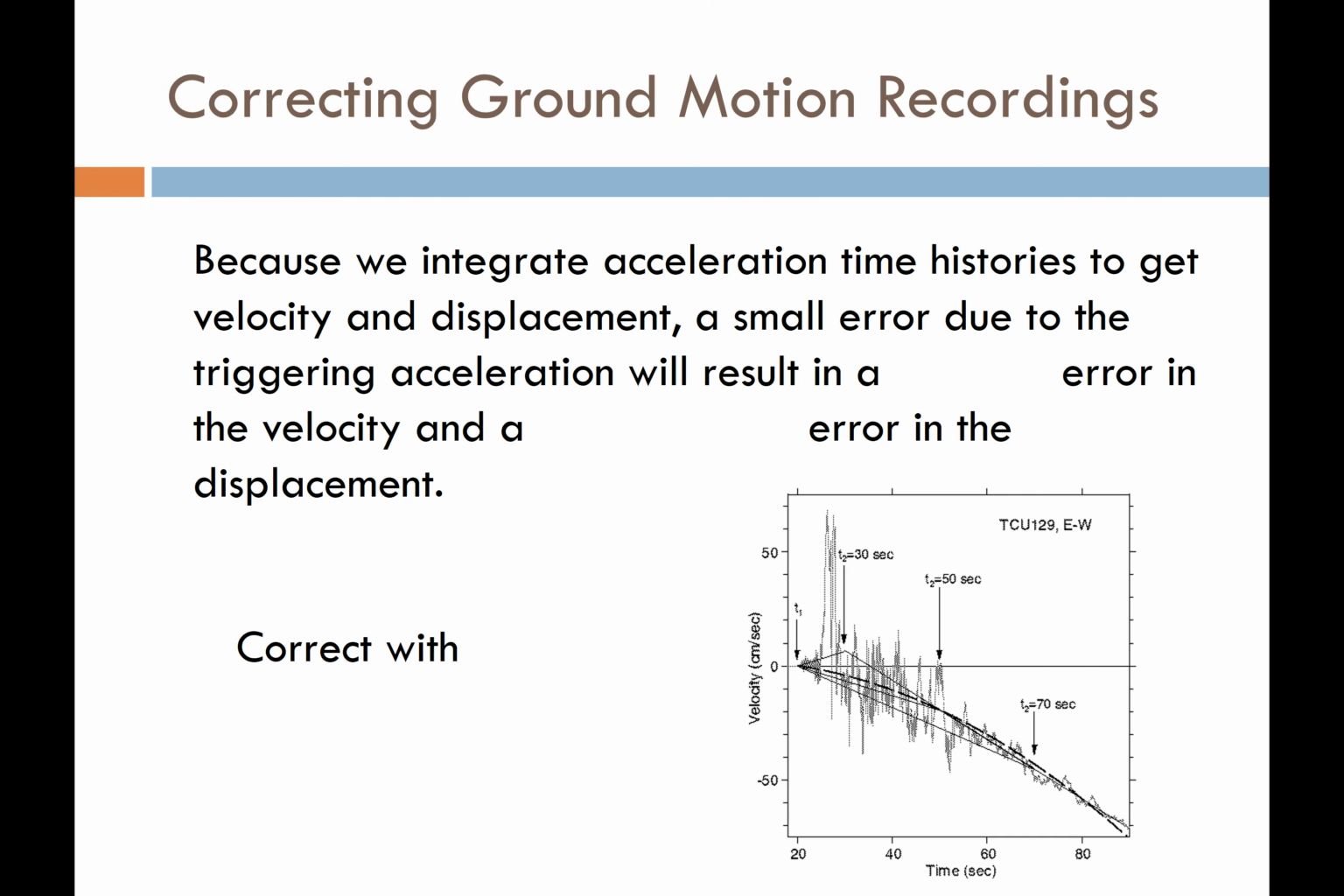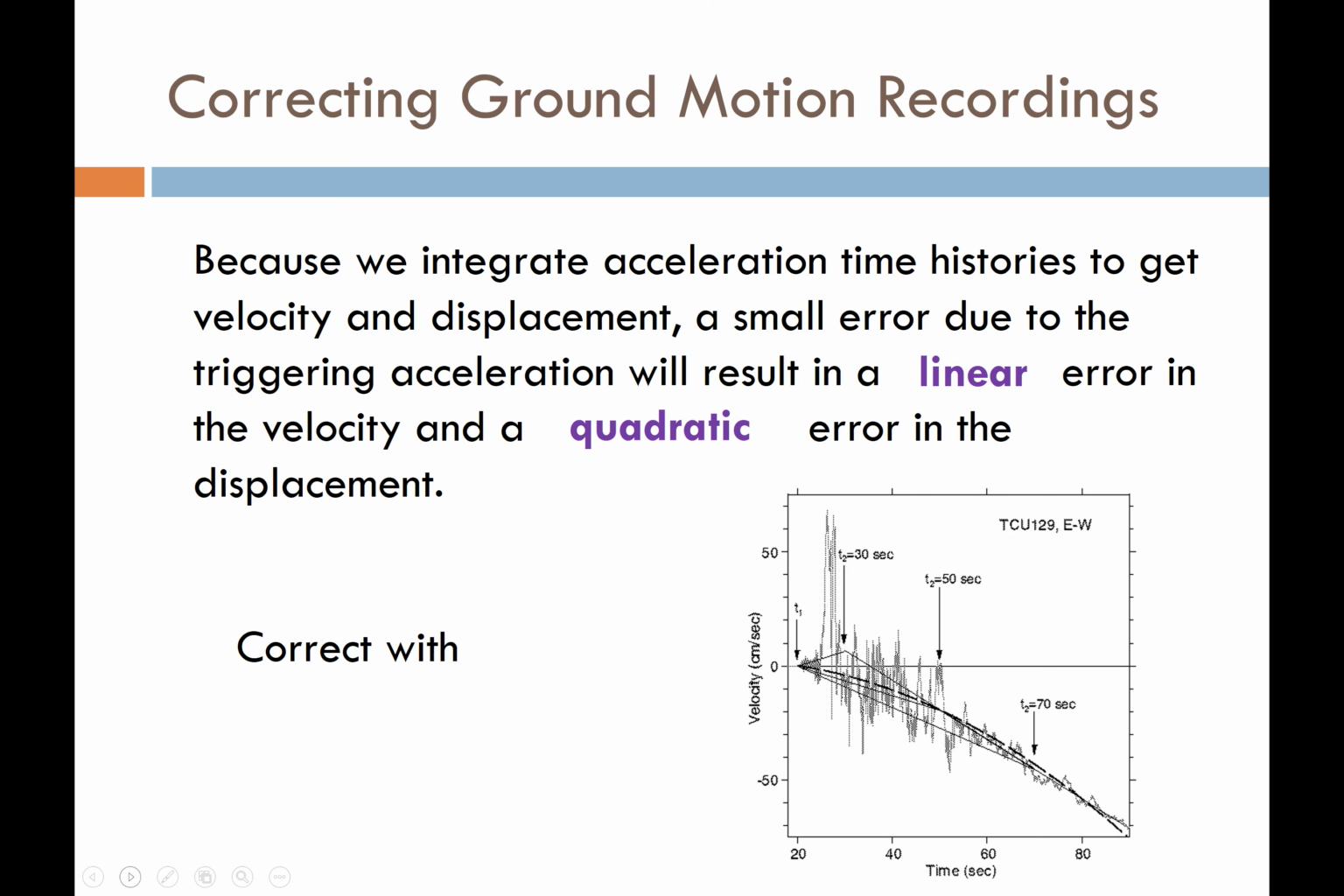But because of this triggering error, often this is going to result in a linear error in the velocity record, and a quadratic error in the displacement. Because remember, we're going to integrate. Velocity is the integral of acceleration, and displacement is the integral of velocity. So if we have some error in the acceleration, like a constant error, we get linear error in the velocity and a quadratic error in the displacement.